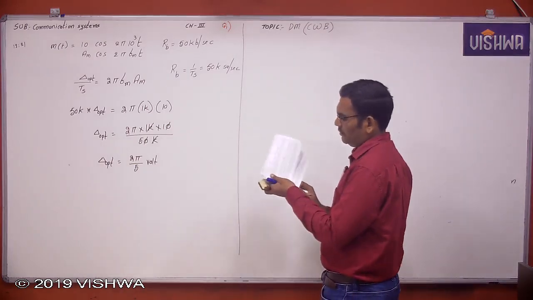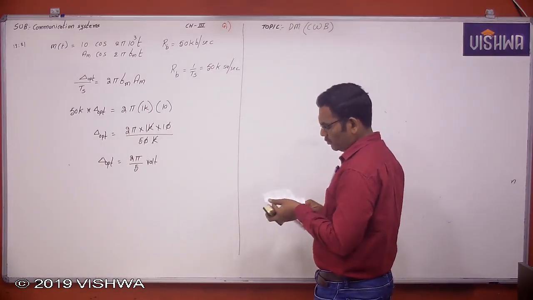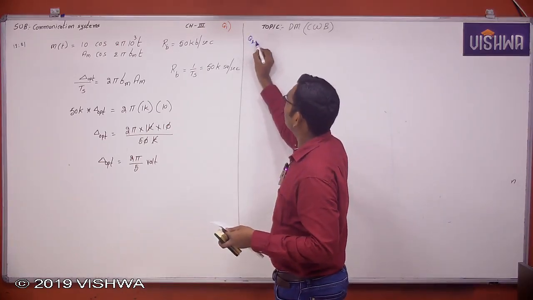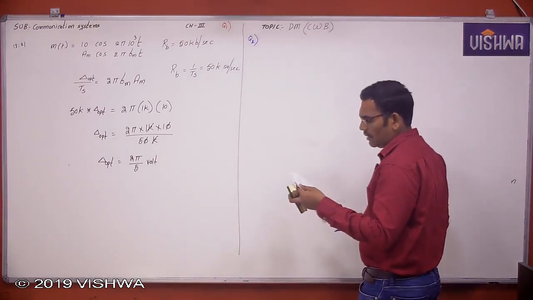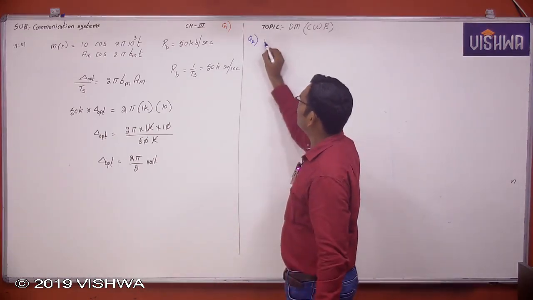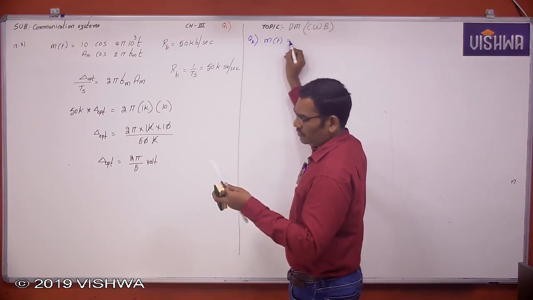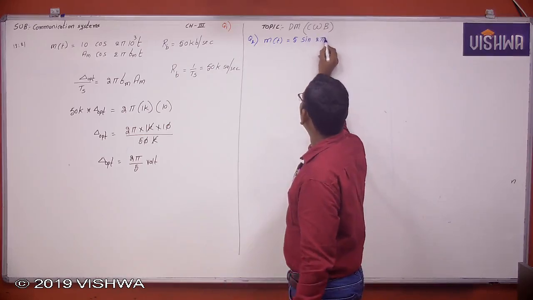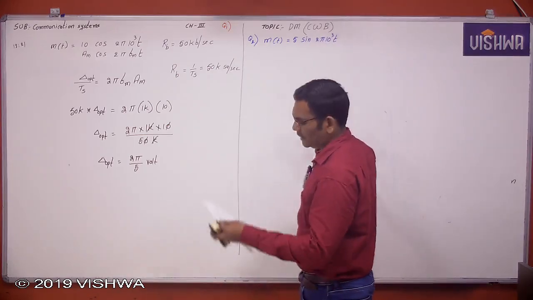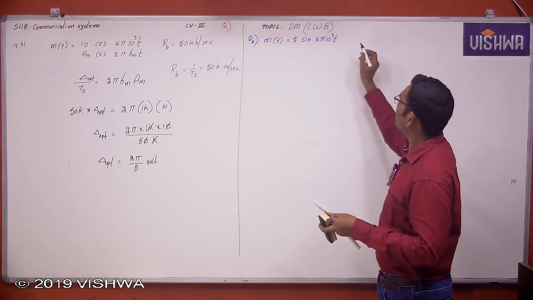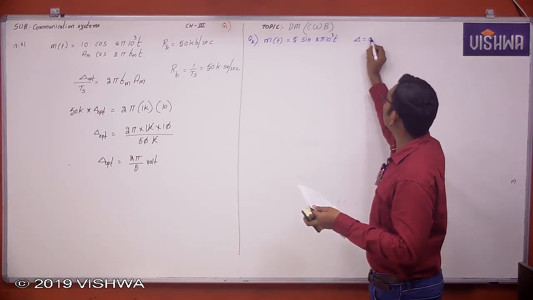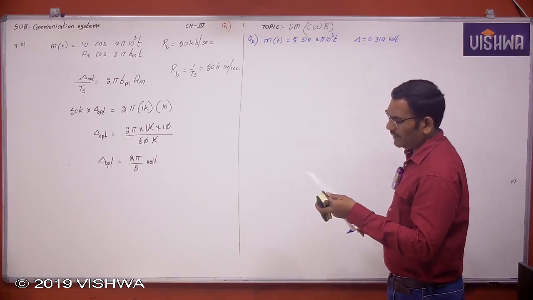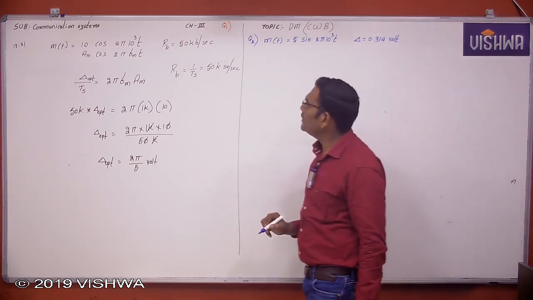Now question number 2 in the classroom workbook. The input to a delta modulator is m of t equal to 5 sine 2 pi into 10 power 3 into t. The step size is 0.314 volt. Determine the pulse rate which will prevent the distortion.